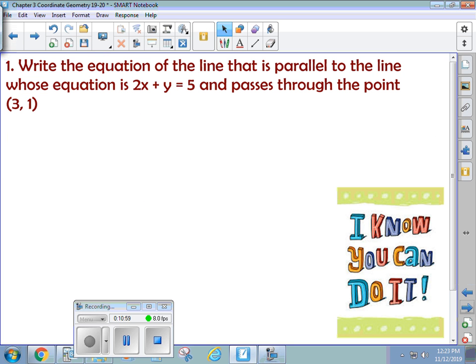Right? Let's look at this one. Write the equation of the line that is parallel to the line whose equation is 2x plus y equals 5 and passes through the point 3, 1. What are we highlighting or circling, underlining? Parallel. What else? The equation. What else?